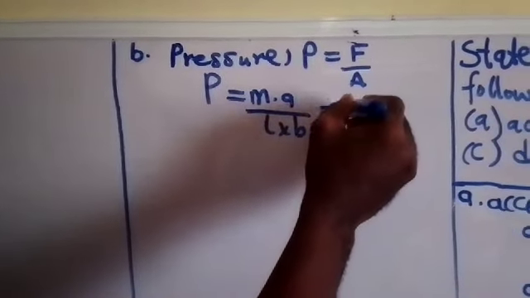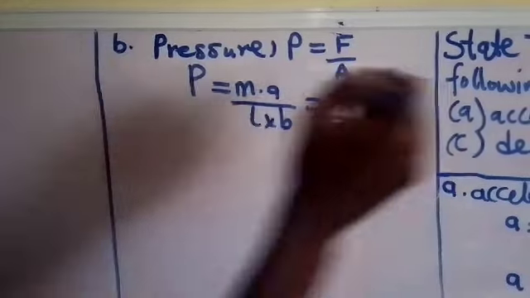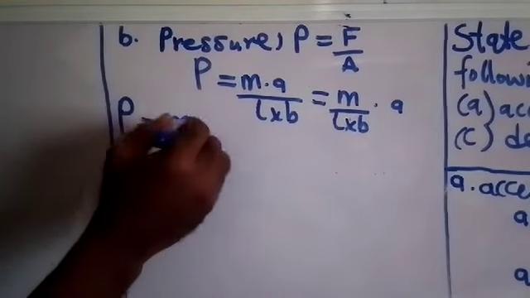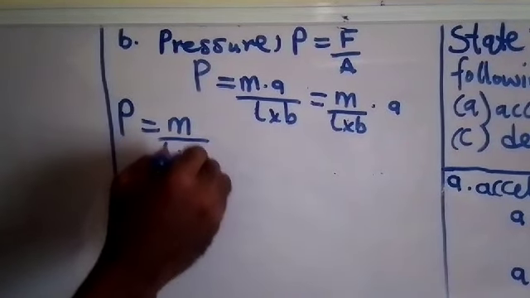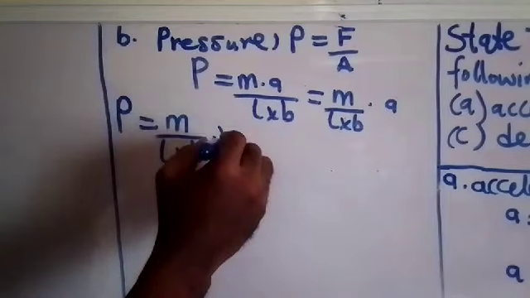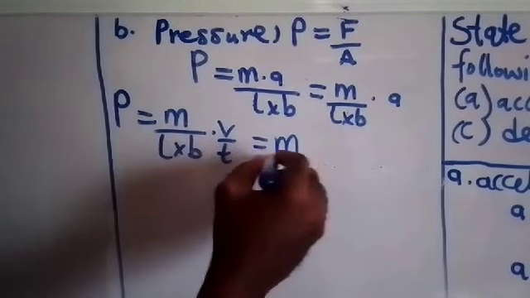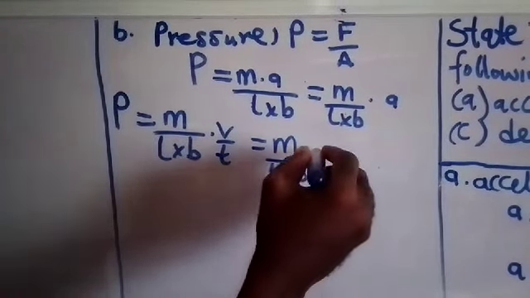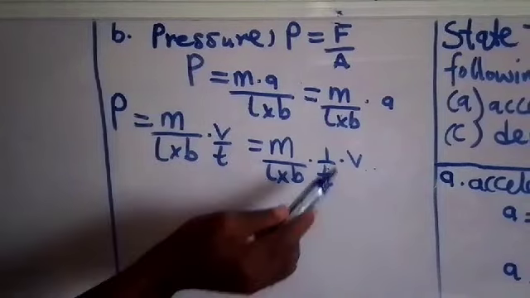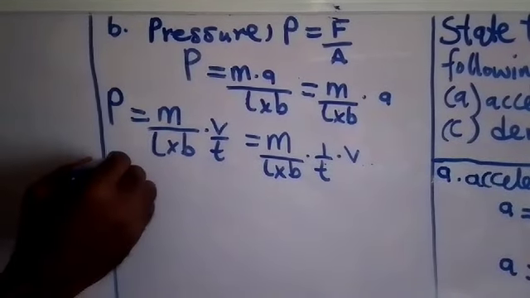What would that mean? I can say mass divided by length times breadth times acceleration. So we have pressure equal to, mass is still basic, we don't touch it, length is basic, we won't touch it, breadth is basic, we won't touch it, times acceleration, which is velocity over time. So this is the same thing as m over L times b times 1 over t times v. There is still a derived quantity left, which is velocity. Let's change it into fundamental quantities.